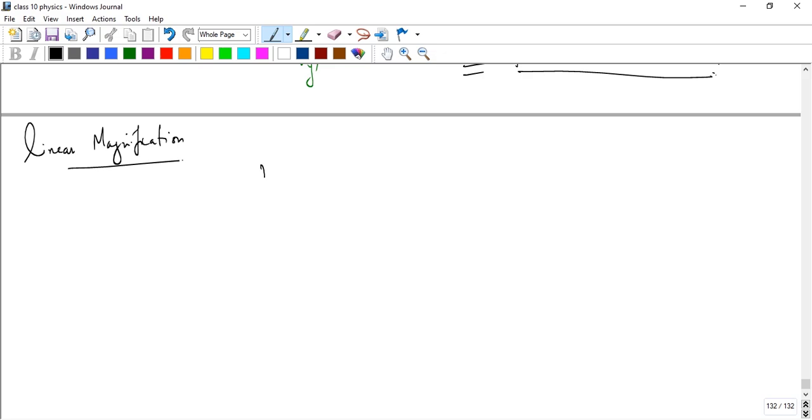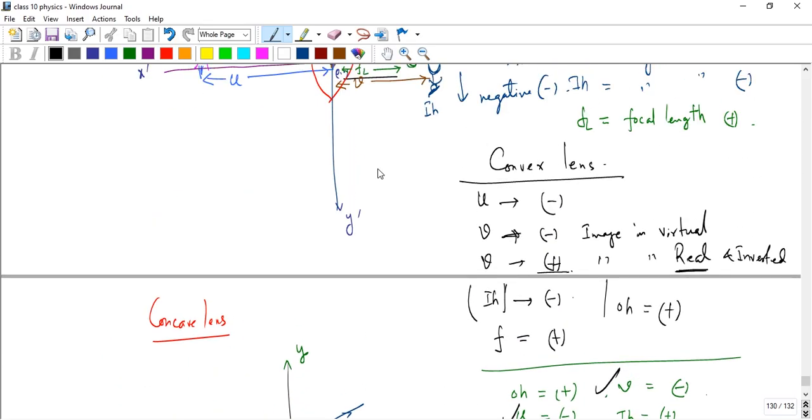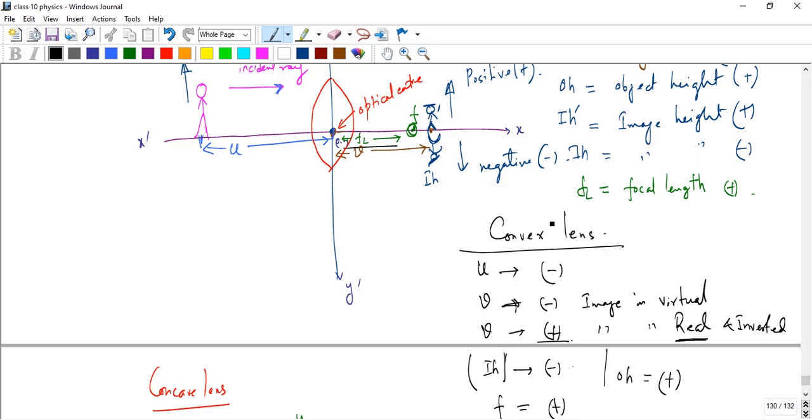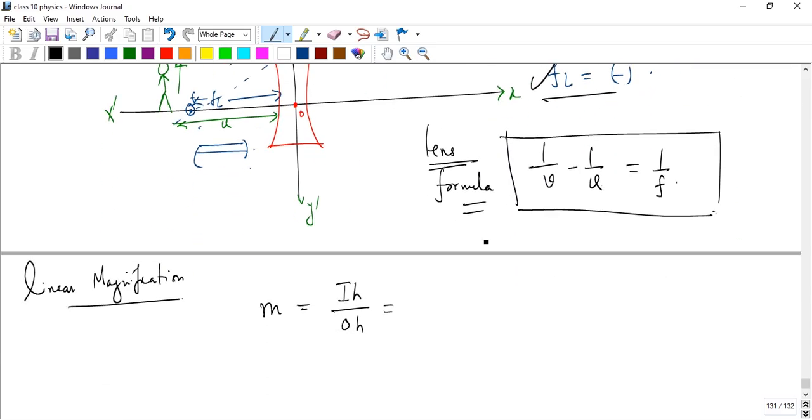So magnification aim, that is we get image height by object height. Okay, that's the linear magnification. So you see here we get the image height, and here the object height. That's the linear magnification, and that's also equal to V by U in case of distance. Derivation is not included in our syllabus, so that's why we exclude that. Don't discuss the derivation.